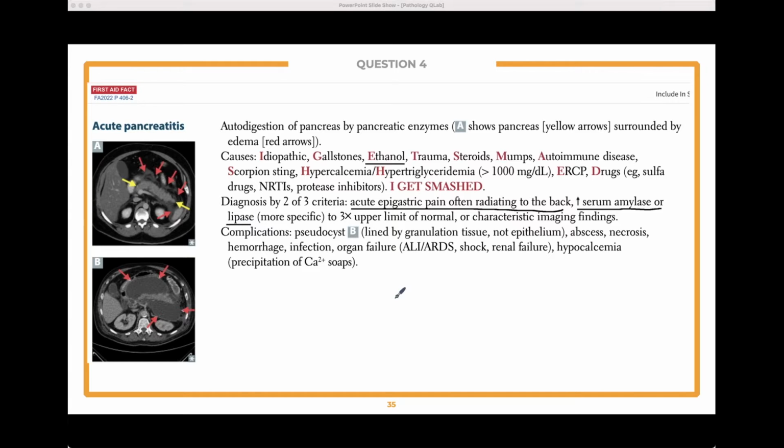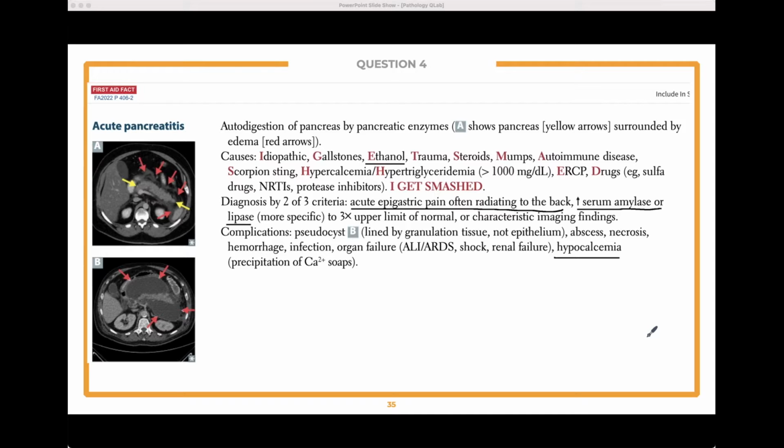And then if we take a look at those complications, remember, pancreatitis complications are very high yield. Okay, they love to ask about these. You can see there, the last complication listed is hypocalcemia. And that's because the calcium likes to deposit and precipitate in that inflamed pancreas. So you actually lose a little bit of that from the blood. You kind of become hypocalcemic.